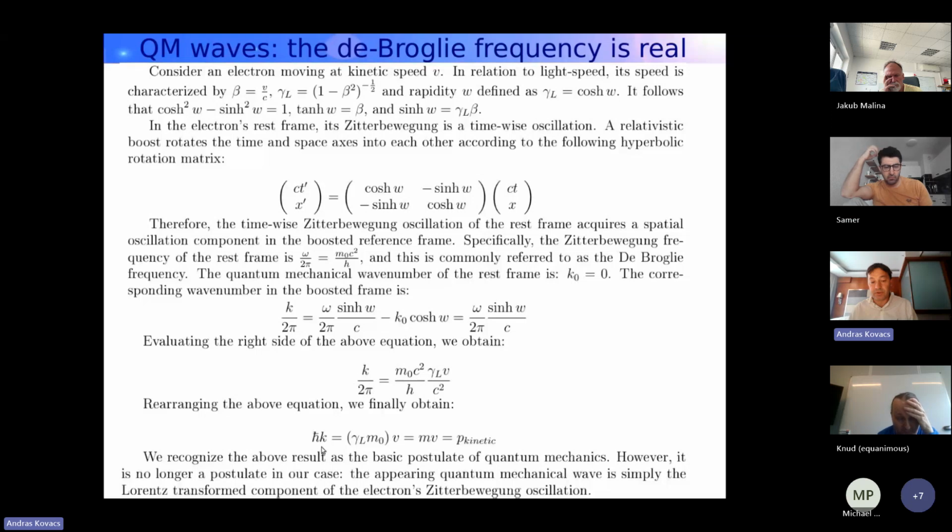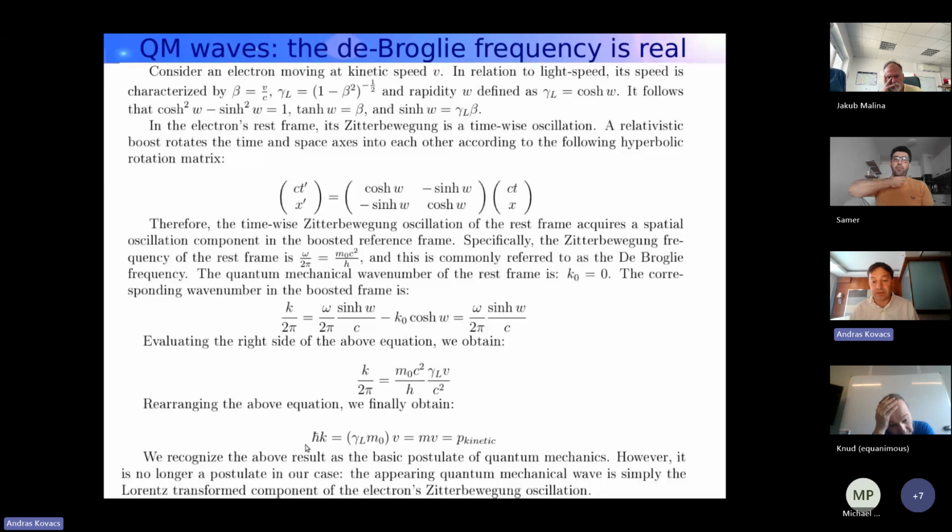We rearrange the terms and calculate what h bar times k is. And what we find is two factors. First is this gamma Lorentz boost factor times the electron rest mass, and the second one is electron speed. This first part we recognize as the relativistic electron mass. So mass times speed is the electron momentum.